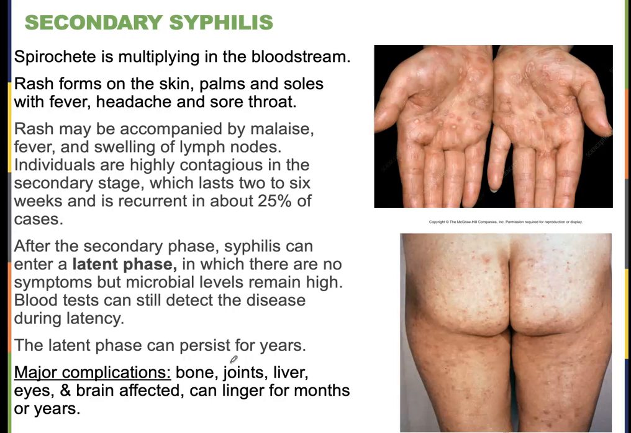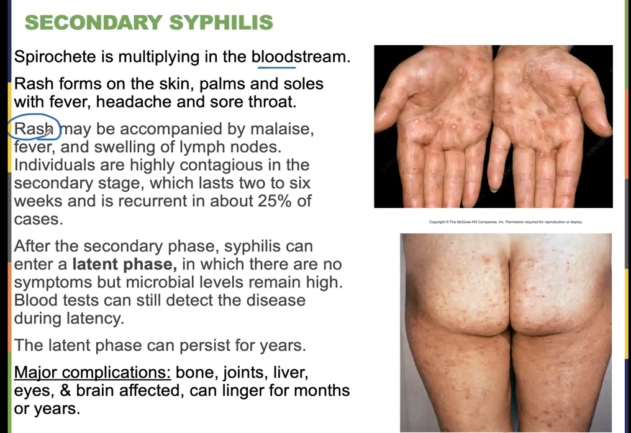Secondary syphilis is when the spirochete is actually multiplying in the bloodstream. So that's sepsis. The rash on the skin, particularly the palms and the soles of the feet, is very unique. Many times rashes on the body manifest just on the sort of thin skin that we have, but secondary syphilis can appear on the palms and the soles of the feet. So we have a rash, right? This is a hallmark of secondary syphilis.